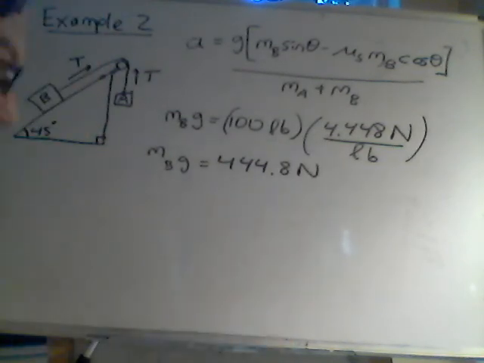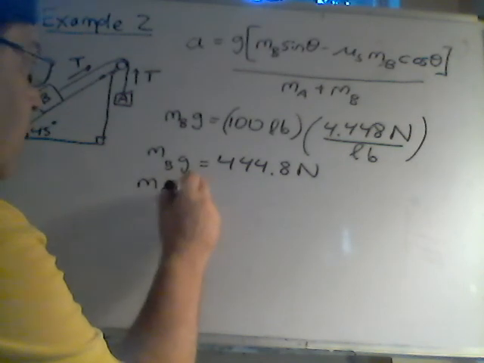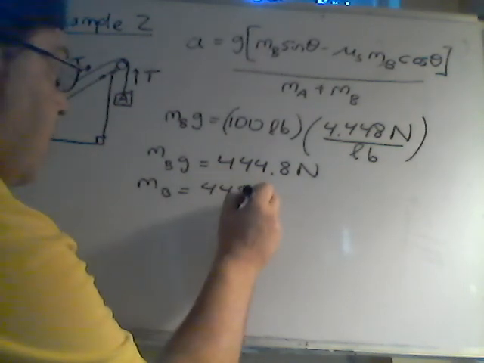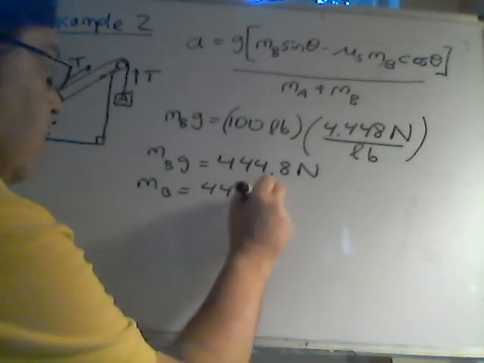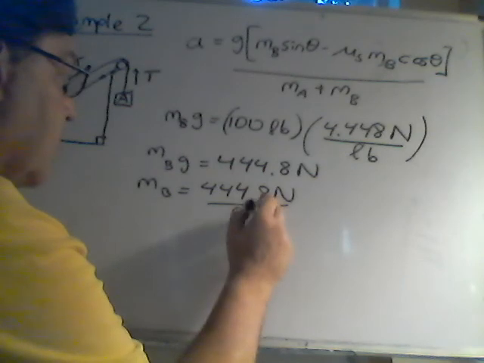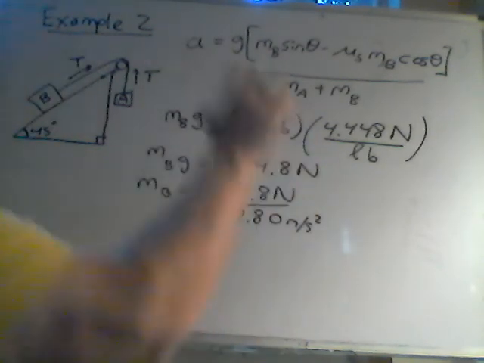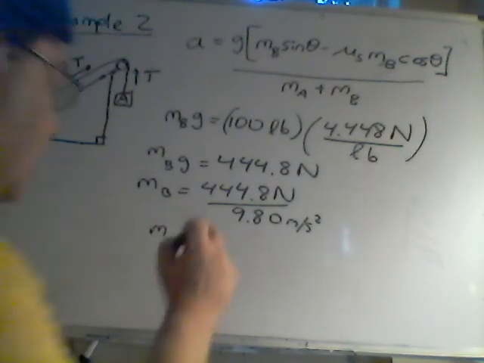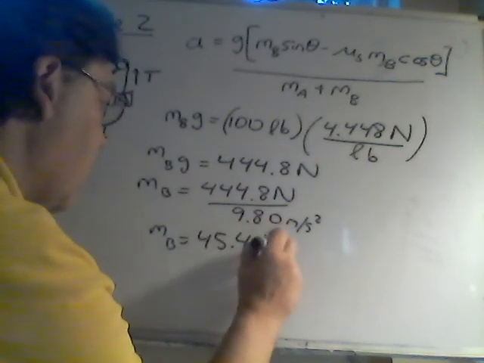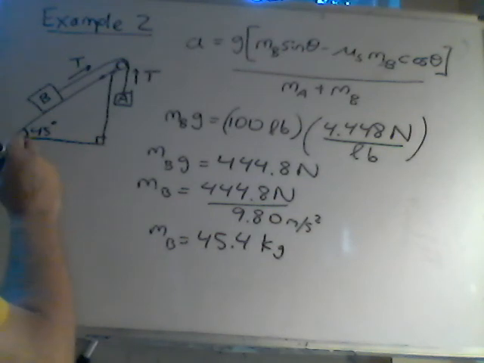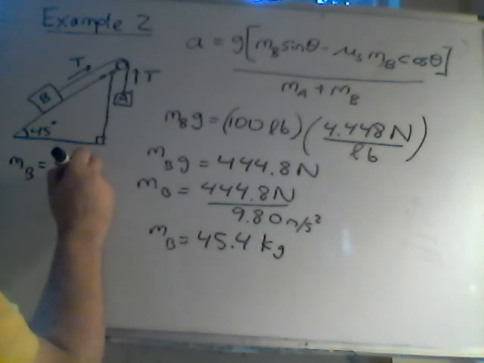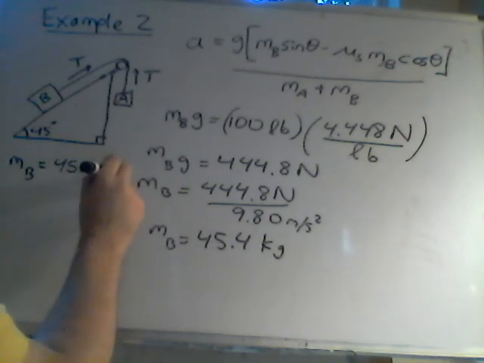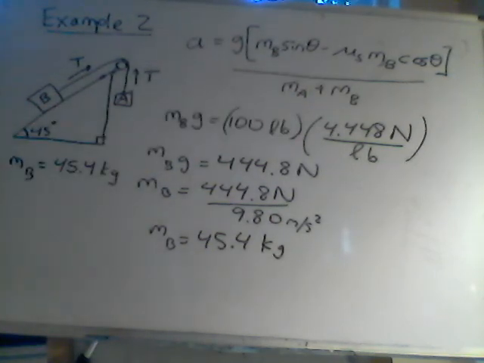All right, which means that M sub B will be 444.8 newtons divided by 9.80 meters per second squared. I'm dividing by G. And so M sub B, I would find doing this, is 45.4 kilograms. All right, so let me put that off to the side. M sub B is 45.4 kilograms. I need that because I have M's by themselves, right? So there you go, and I'll convert to English at the end.